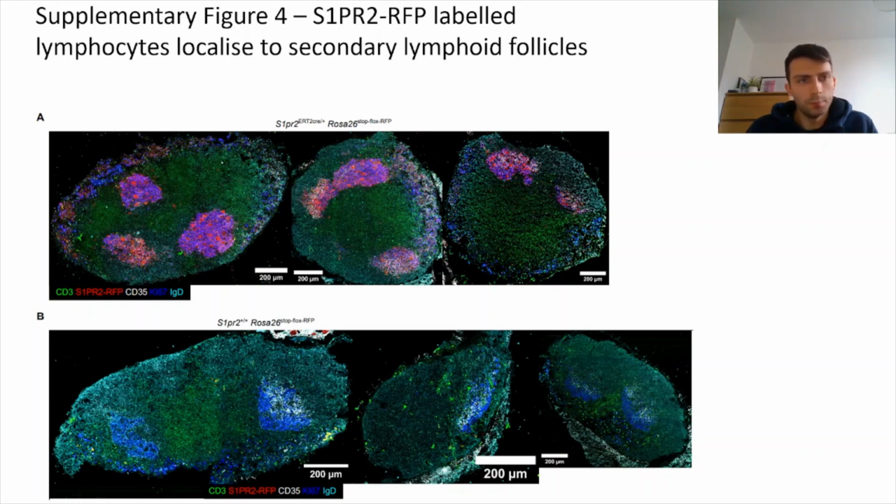Supplementary figure 4 has more lymph nodes available, and this is just to show that our data is quite reproducible in various lymph nodes. For mice with S1PR2-ERT2 Rosa26 stop-flox RFP being active, we can see the red cells within our germinal centers, within our follicles, and in our control mice there is no red staining, showing that this mouse works really quite nicely.